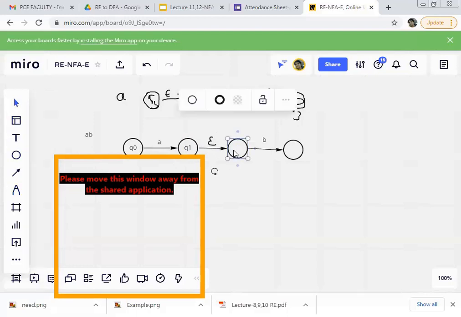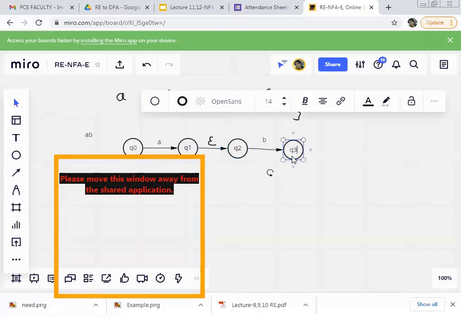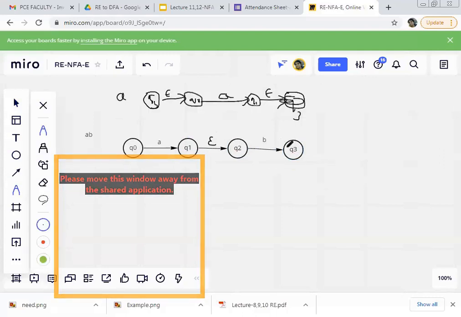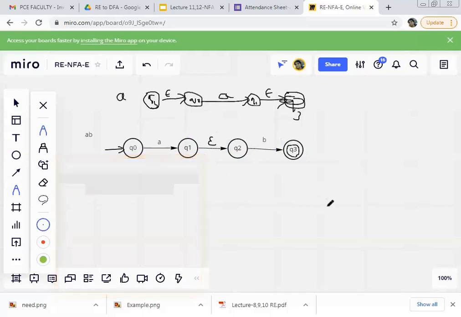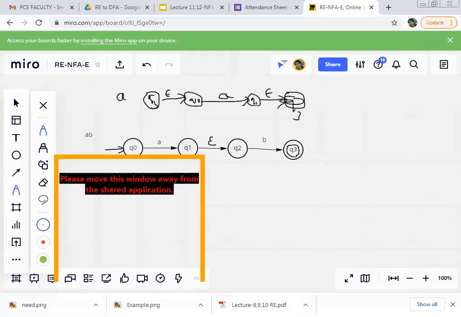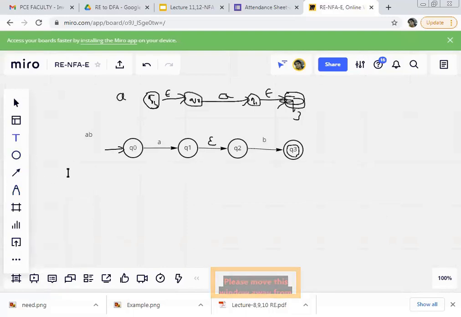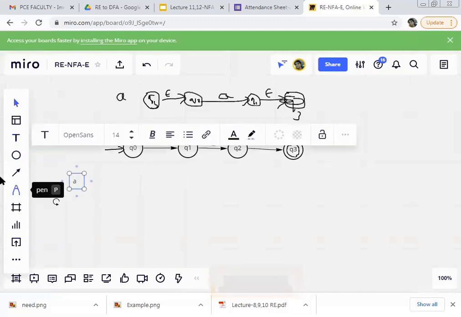Is this clear? Are you getting this? This is Q3, so Q3 becomes my final state, and Q0 becomes my start state. Is there any doubt in AB, students? Is AB clear? How to draw AB? Is this clear? Yes? Okay, fine. Next, we'll move on to A or B.